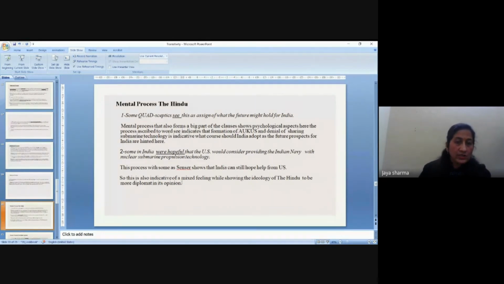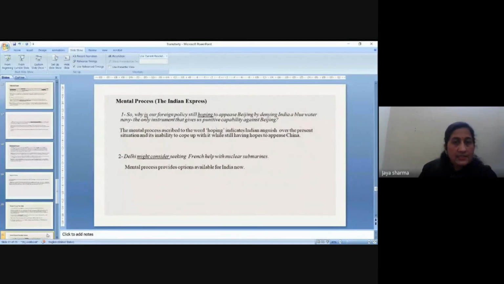So this is also indicative of mixed feeling while showing the ideology of the Hindu to be more diplomatic in its opinion. And then the next one, that is mental process in the Indian Express. So why is our foreign policy still hoping to appease? In the Hindu, they were just trying to convey the message that all things are not ended here. We can hope for more.